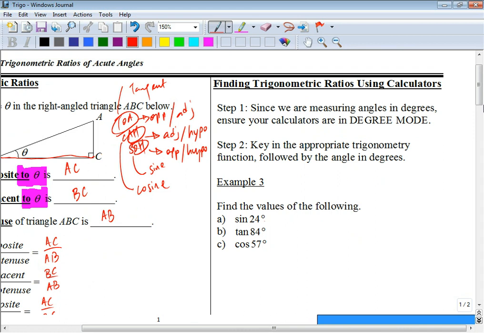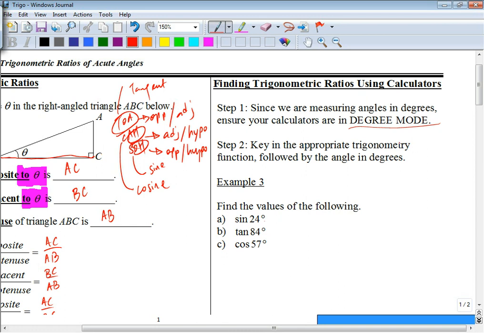How do we know it is in degree mode? There is a D at the top. Okay? That is step 1. Ensure your calculators are in degree mode, because our angles for now, we are measuring in degrees. If you use another mode, your answers will be wrong. So check it is in degree. If you don't know how to do it, look for me after class.